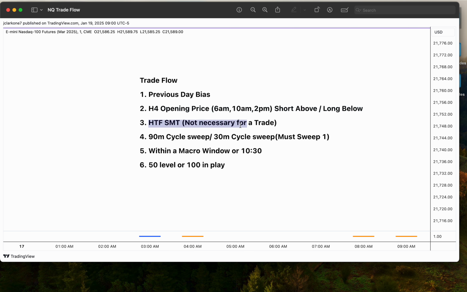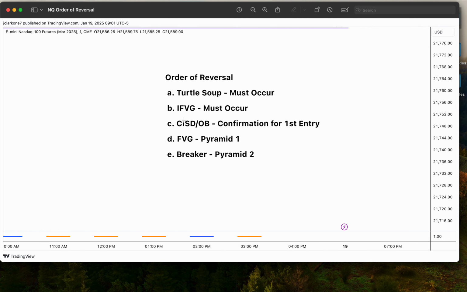Still use your SMT, 30-minute, 90-minute sweeps. You can still go within the macro windows, 50 to 100 levels, still valid. Order of reversal. So this is just stuff that, if you're going to use the gauntlet, you can use this as a precursor. So like you want to see the turtle soup still, okay?